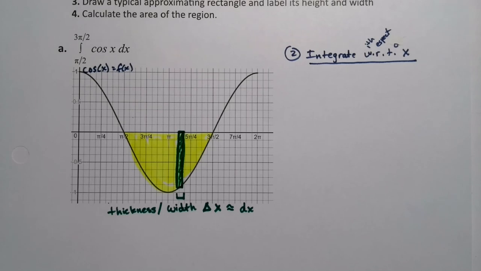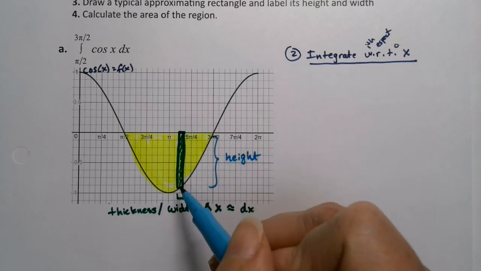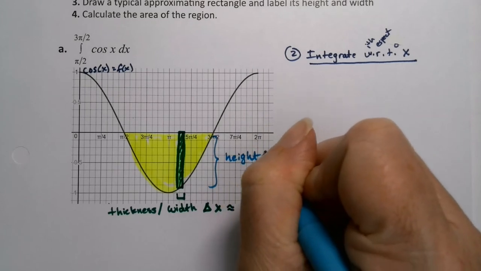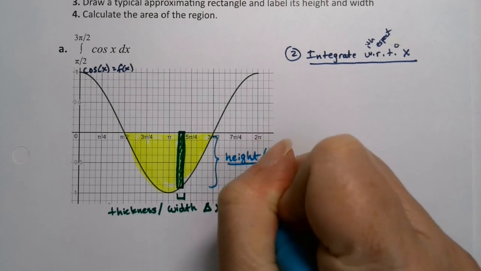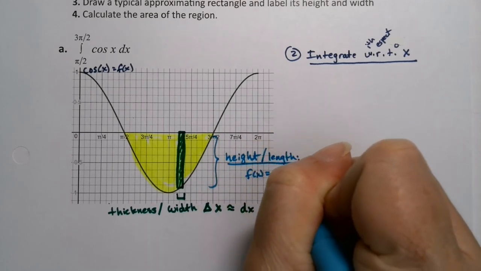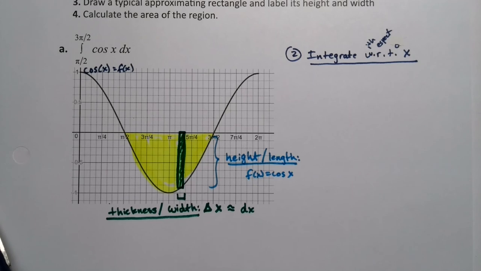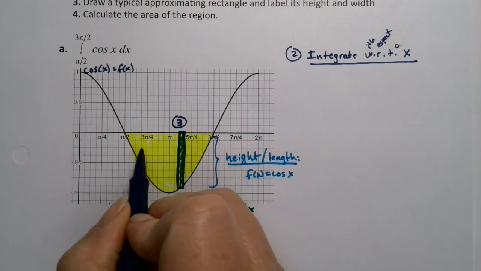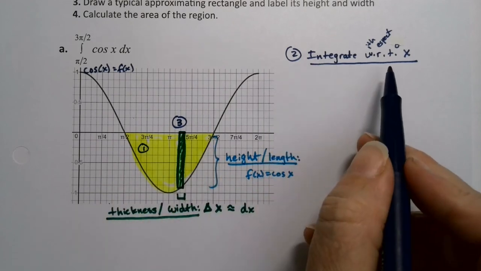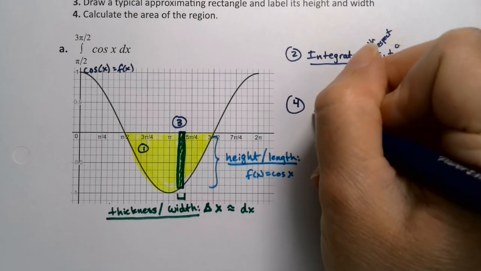Now, what is the height of this rectangle? The height would be the distance from 0 to the function, which in this case is just the function. It's also the length of that rectangle. So it would be f of x, which is cosine of x. This is the thickness, aka the width, which is delta x. Okay, so now I want to find that area. So step 1 is shading it, step 2 is integrating with respect to x, part 3 is drawing a typical rectangle, and part 4 is I want to find that area.